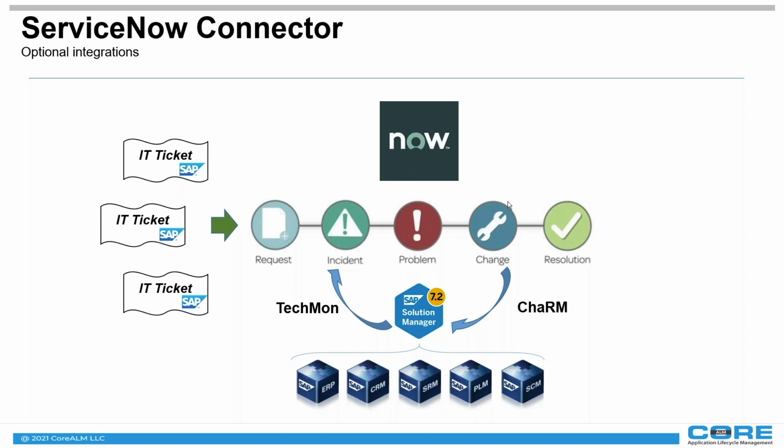In addition to that, our ServiceNow connector offers an integration between ChaRM, or change management, and the request for change in ServiceNow. So if you have a request in ServiceNow, we can integrate and create a ChaRM transaction directly within SAP Solution Manager and map different workflows. It can be a bi-directional communication where we can change workflows depending on what status you want to map between these two different tools. So your request will be in ServiceNow, and the change transaction, the changes that you're making, will be in SAP Solution Manager.